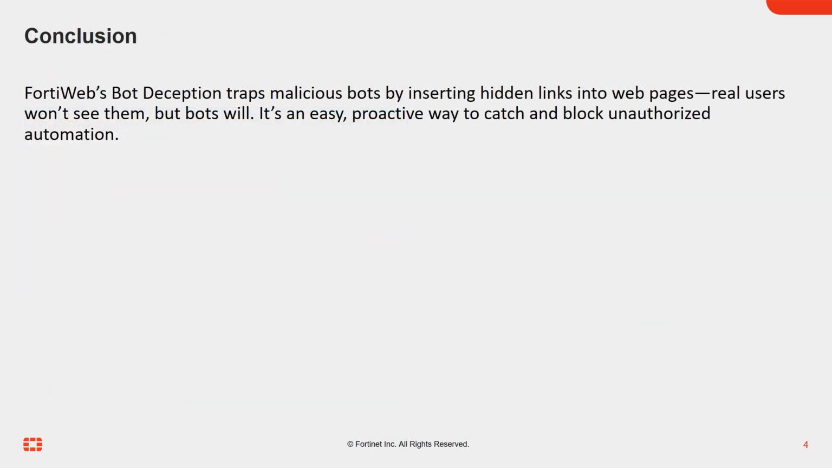To sum it up, FortiWeb's bot deception traps malicious bots by inserting hidden links into web pages. Real users won't see them, but bots will. It's an easy, proactive way to catch and block unauthorized automation.